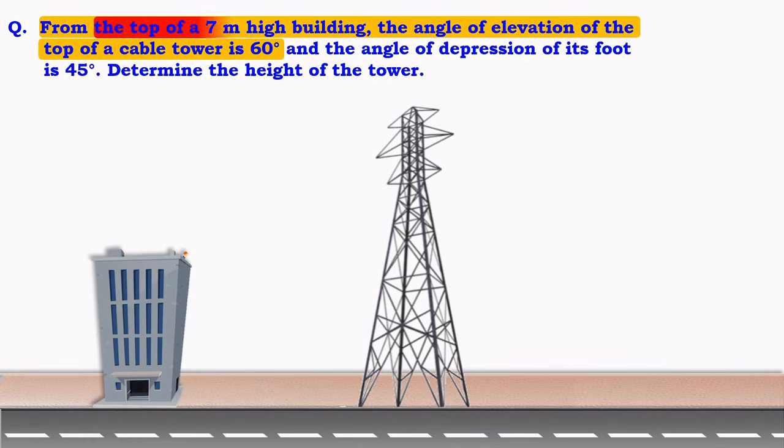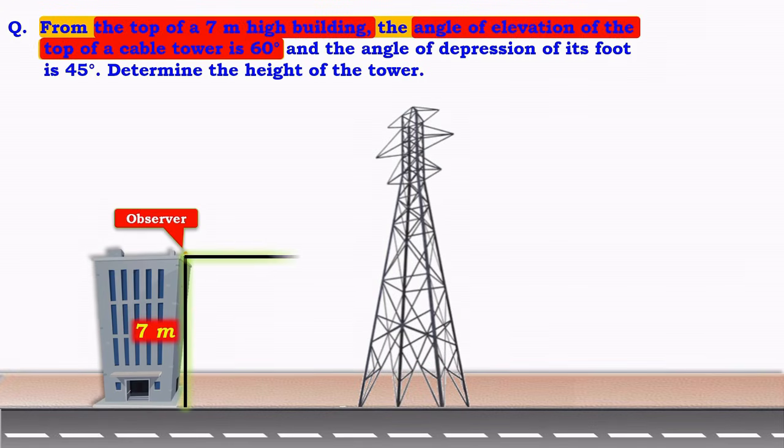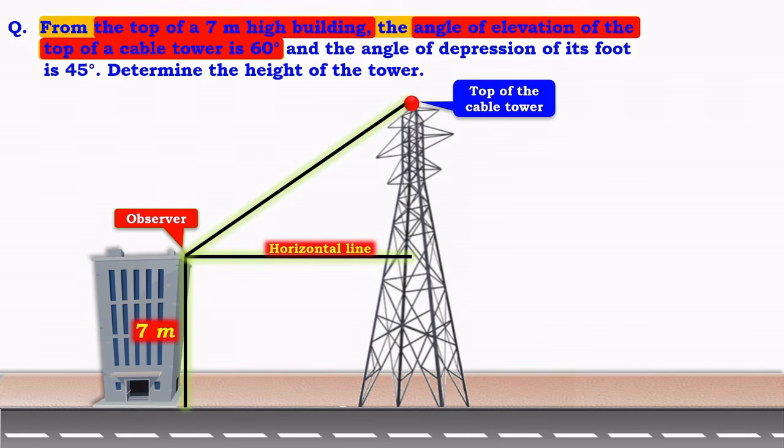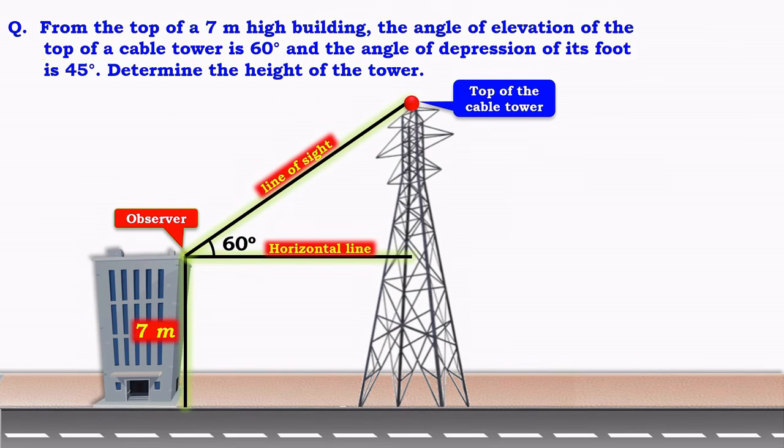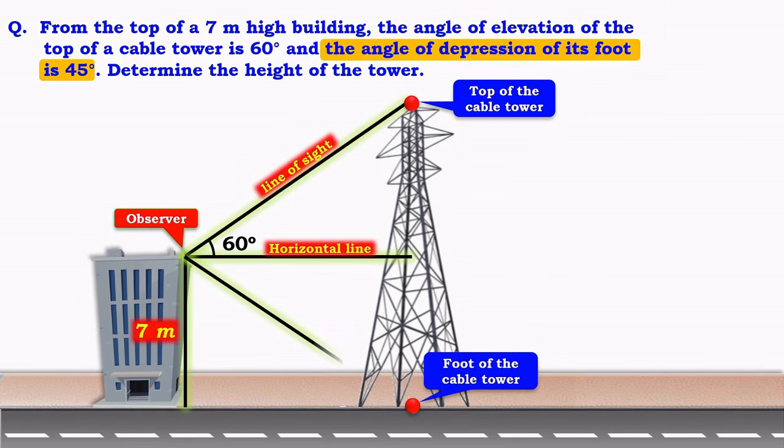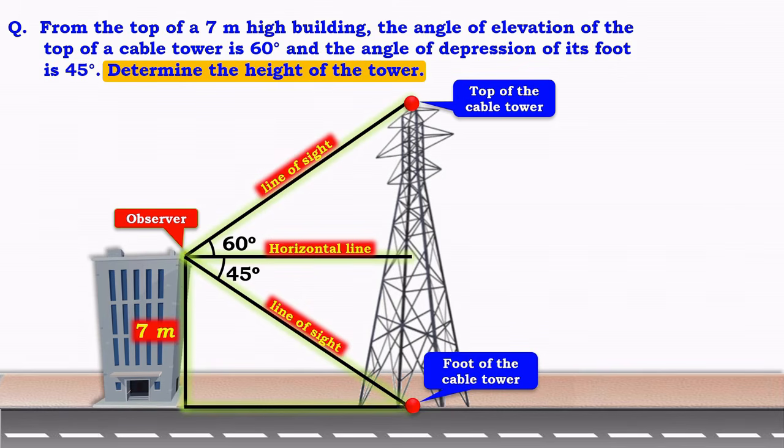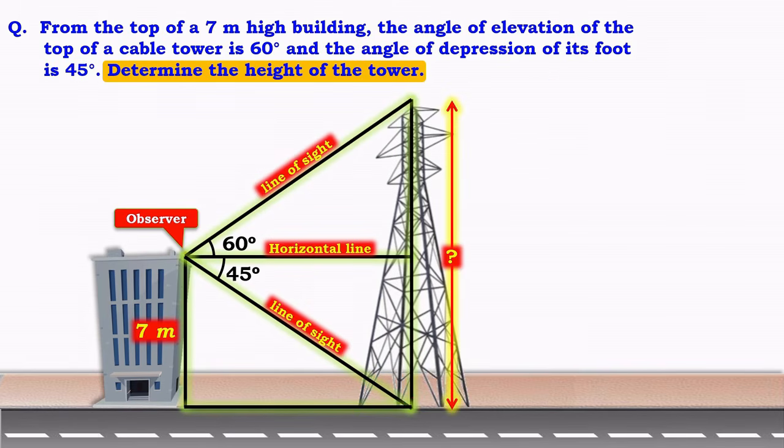In the figure, A represents the observer standing at the top of the building, and AB represents the height of the building, which is 7 meters. C represents the top of the cable tower, and D represents the foot of the cable tower. The horizontal line through the observer is AE. The line AC is the line of sight from the observer to the top of the cable tower.